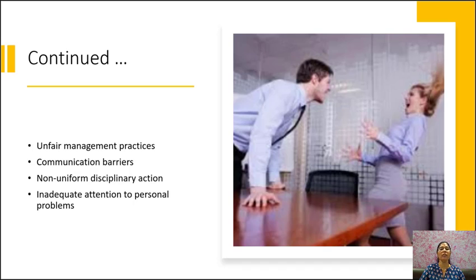Next is communication barrier. Communication barriers along with absence of upward communication, absence of human and understanding approach on the part of supervisors result in frustration and lead to indiscipline. Non-uniform disciplinary action. Management has to treat all cases of indiscipline in a fair and equitable way, but management may undertake disciplinary actions in a discriminating way, leading to violent protests from various quarters.